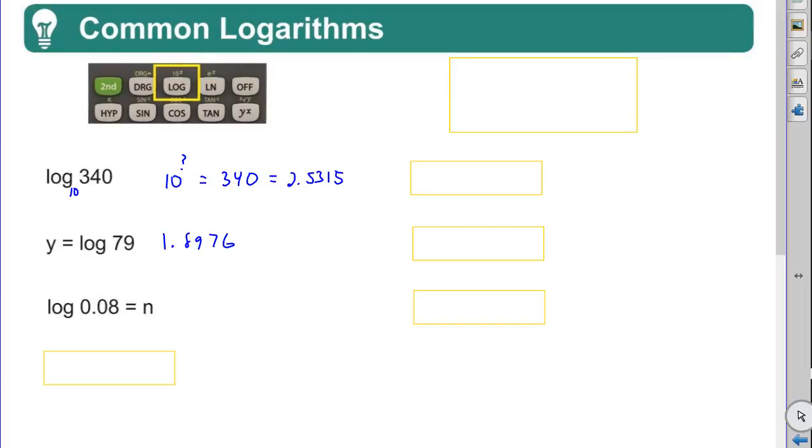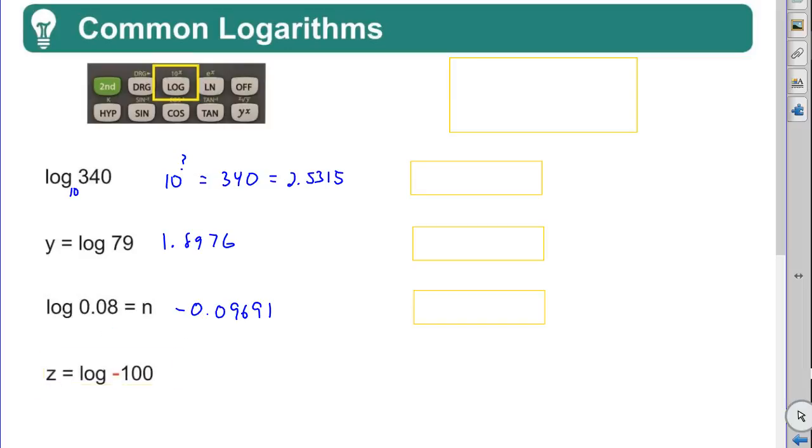This is actually a negative answer. And I keep doing that, don't I? Okay, so this is negative 0.09691. It's always going to be a negative exponent to get you between 1 and 0. 1 and 0 has to be negative exponents.